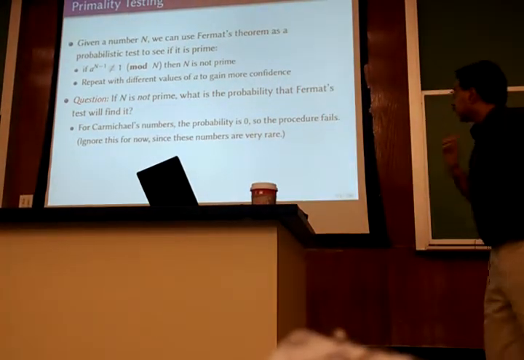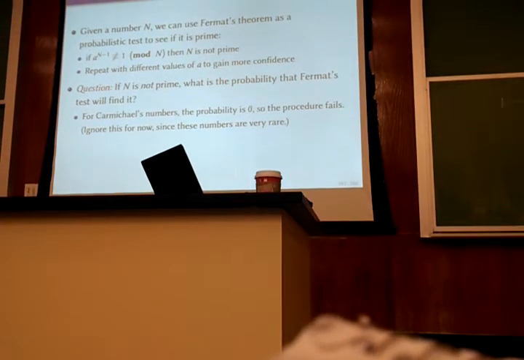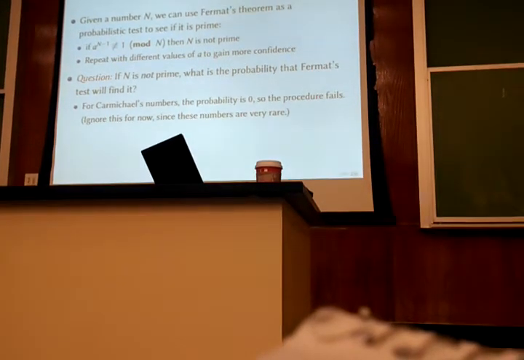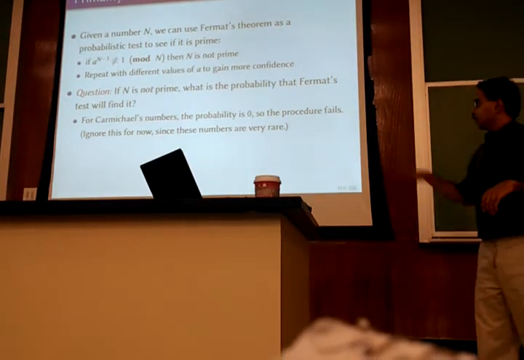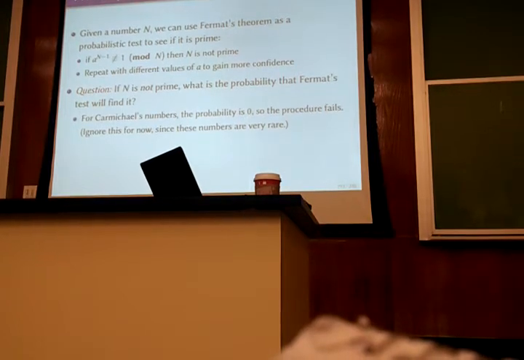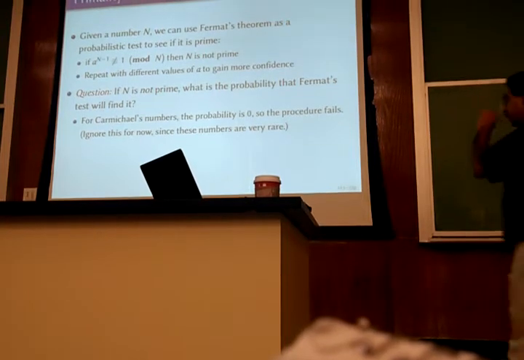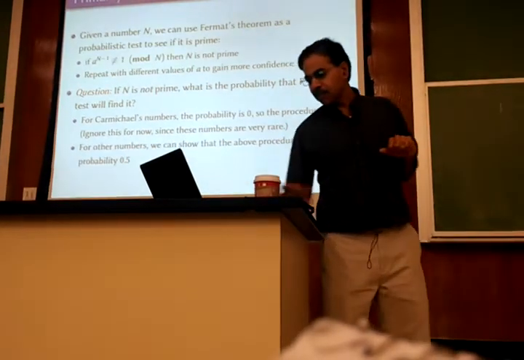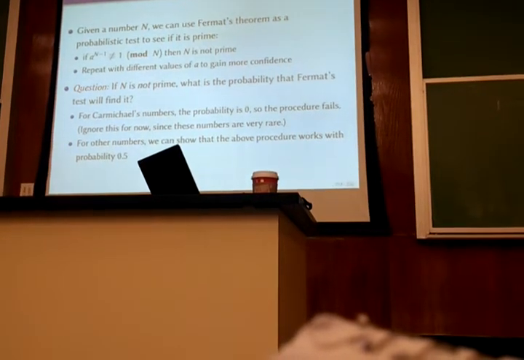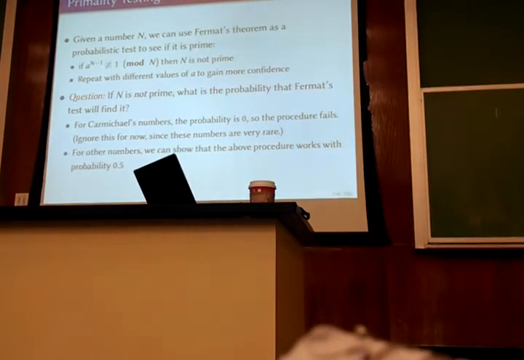But it turns out that there are some numbers called Carmichael numbers, and they always satisfy Fermat's property, even though they are composite. It doesn't matter what a you use, but these numbers are quite rare, so for now, let's ignore that. If you look at the remaining numbers, then the only thing you can prove is that there is a probability of half. We're not able to prove 1 by p, but just that it is half.